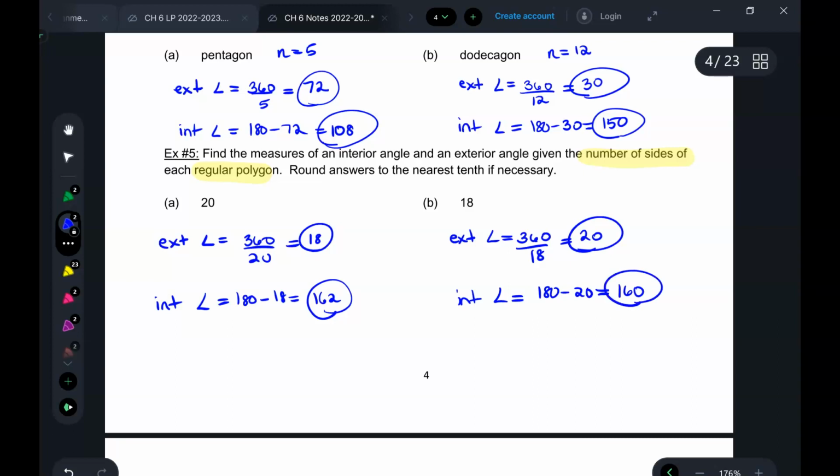Do I have to write interior angle equals, or did I just do the math? Well, I want to know which one is which, right? So on the homework, if they ask you for an interior and an exterior, I want you to write which one is which, because if you have two numbers written down, you need to identify which one's which. All right, we actually have some time.